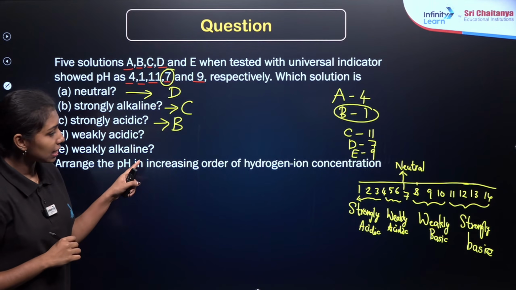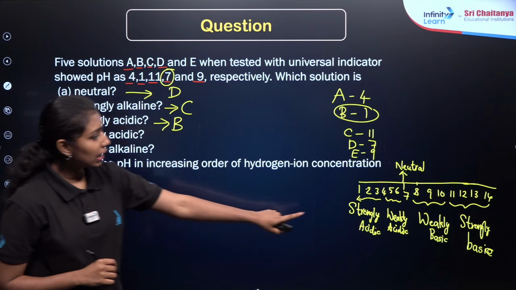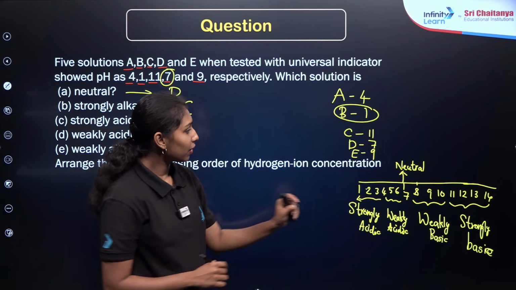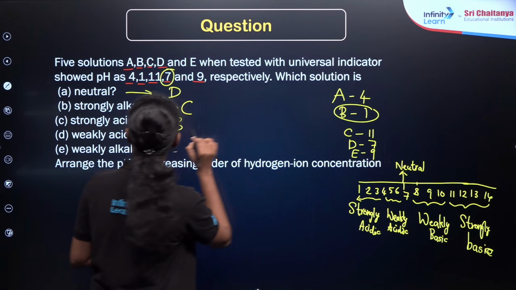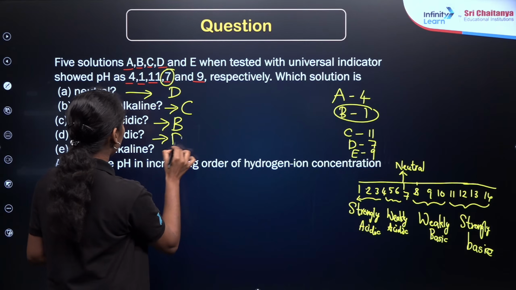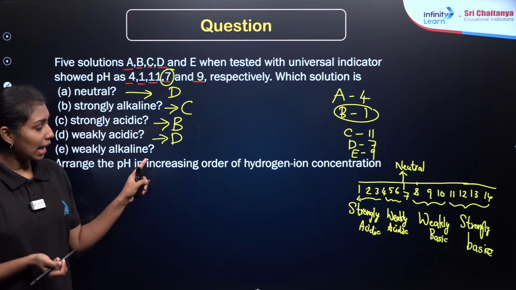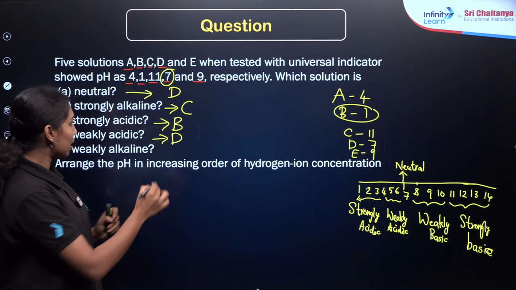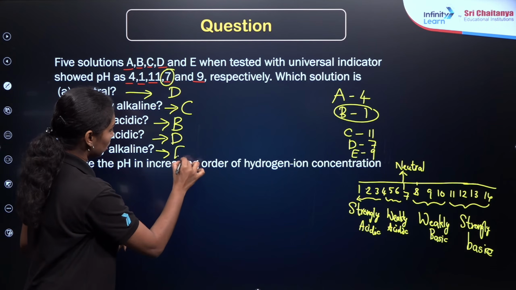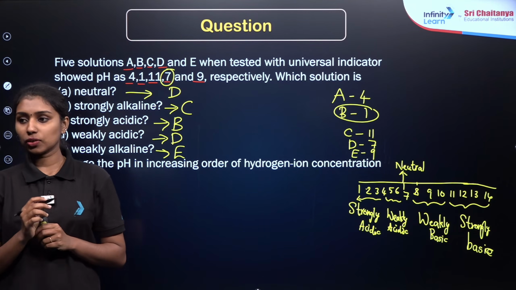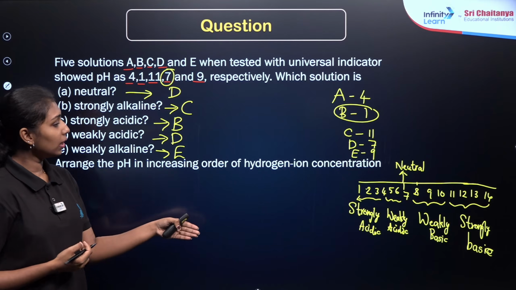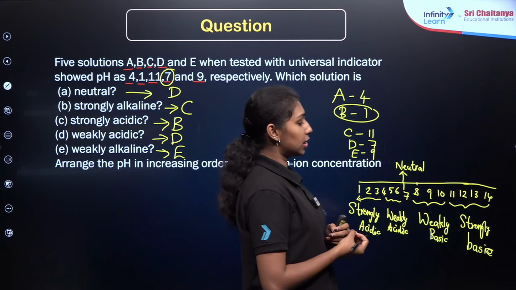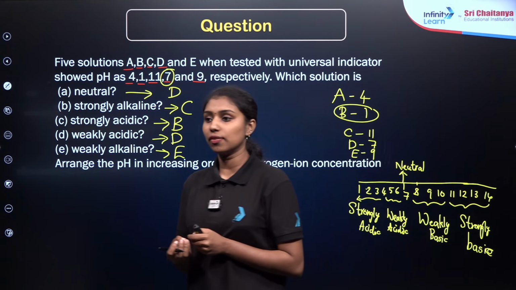Then what about the weakly acidic? Those values lie between 5, 6, 7, right? So D will be having the weakly acidic value. Then what about the last one, weakly alkaline? Weakly alkaline means the value will be 8, 9, 10. So E will be the weakly alkaline solution. I hope you got the point, so that from the pH value you can identify whether the solution is strongly acidic, weakly acidic, strongly basic or weakly basic.